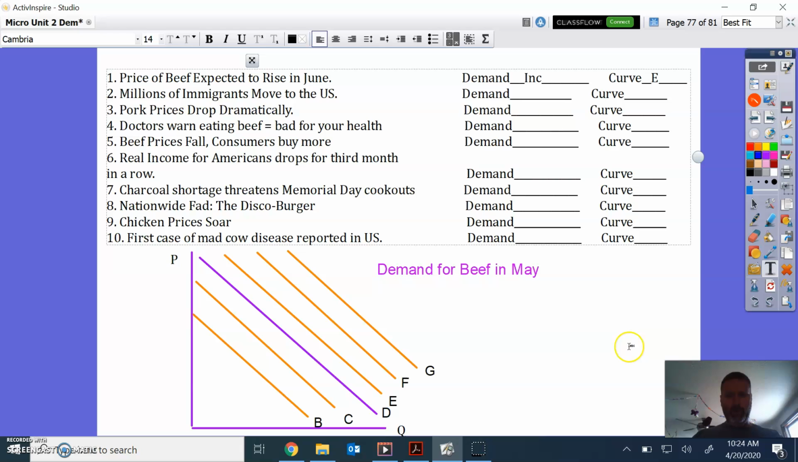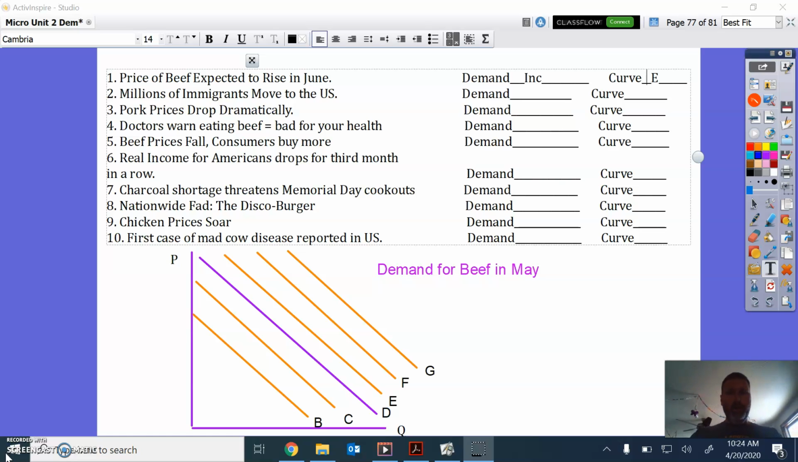So I'm going to get out of the way here, and then you guys are going to fill in. I want you to see how, increase or decrease, and then which curve we're going to go to. So the next one, we're on E, and then we move either back to D or F, or there's no change. We just stay where we are. Okay? 3, 2, 1. I'm back. Okay, here we go.